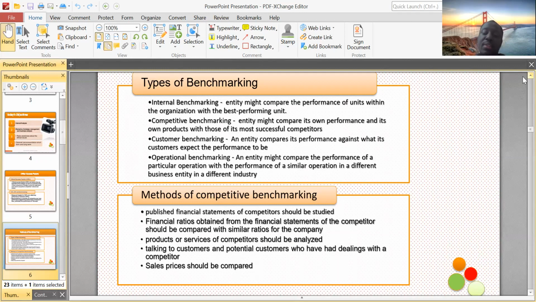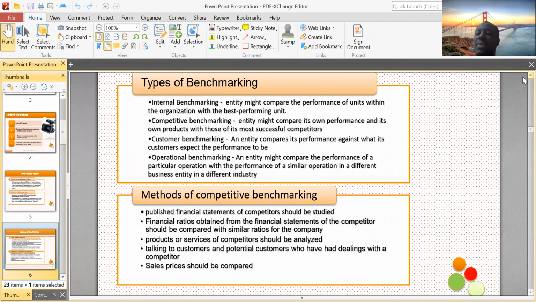Let me say it again: in operational benchmarking, the companies don't have to be in the same industry. You can compare your operation with another one in a different industry. I used the Microsoft and Goldman Sachs example. Microsoft is in the tech industry, Goldman Sachs is in banking. So they can compare their IT operations. Very, very important. So that's a bit about operational benchmarking. Always remember that in operational benchmarking, you can compare operations in different industries.